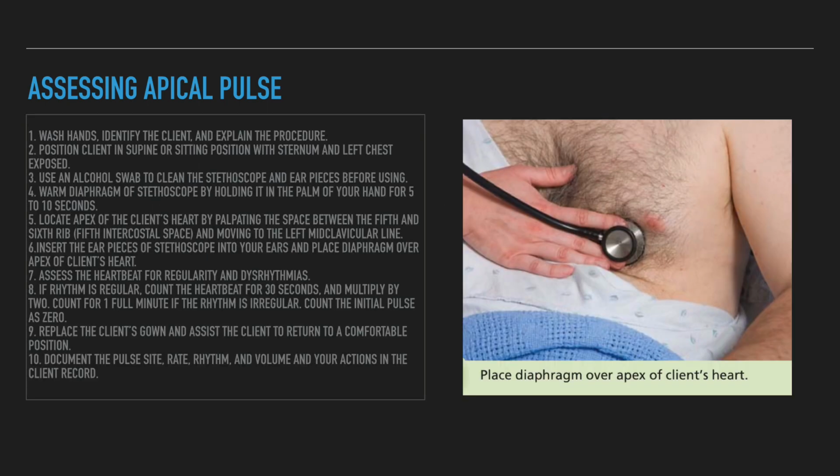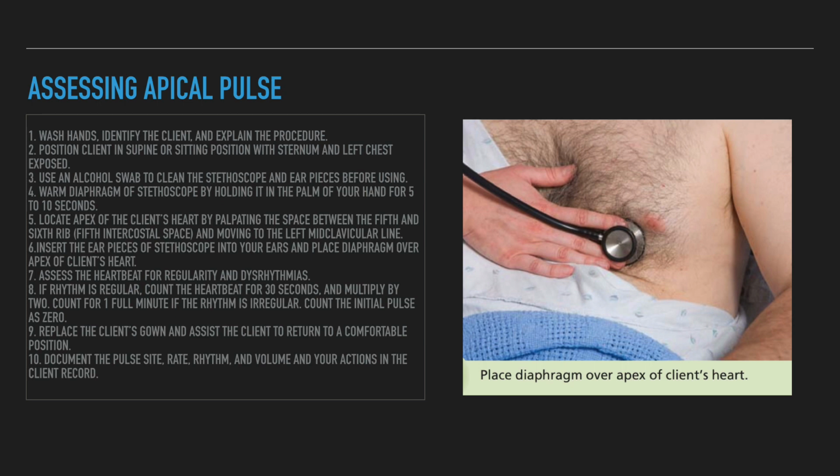Assessing the apical pulse. First, wash hands, identify the client, and explain the procedure. Rationale: provides safety and increases client compliance. Then, position client in supine or sitting position with sternum and left chest exposed. Rationale: this position allows easy access for selection of auscultatory site. Rustling from clothing or bed linens will not distract nurse from hearing pulse.